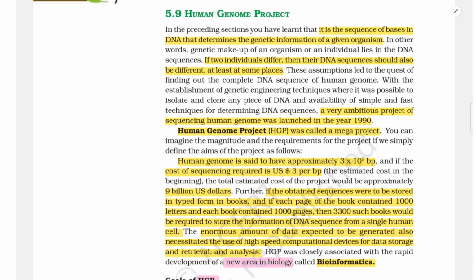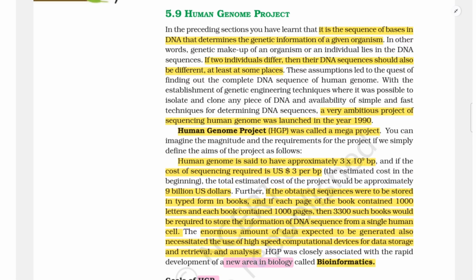5.9 Human Genome Project. In the preceding section, you have learned that it is the sequence of bases in the DNA that determines the genetic information of a given organism. In other words, genetic makeup of an organism or an individual lies in the DNA sequences. If two individuals differ, then their DNA sequences should also be different, at least at some places. These assumptions lead to the quest of finding out the complete DNA sequence of human genome.